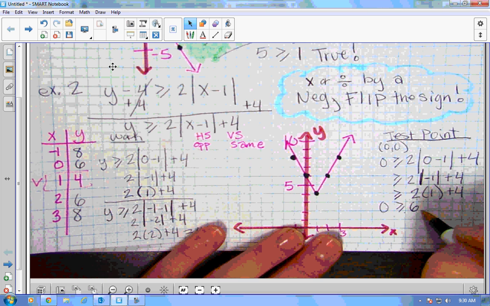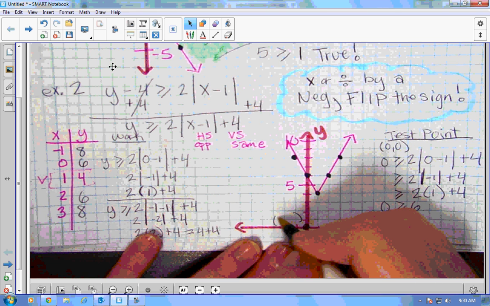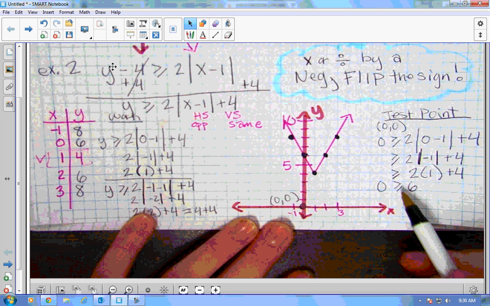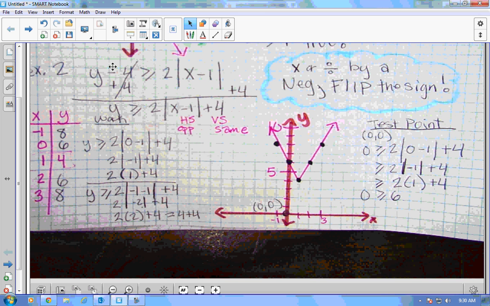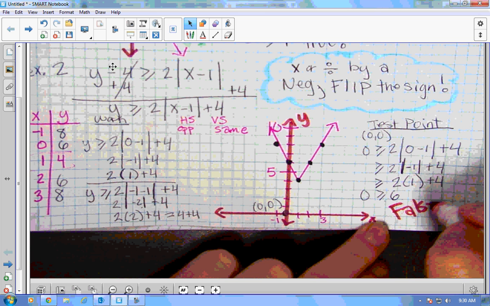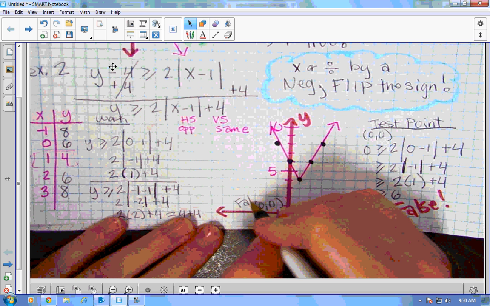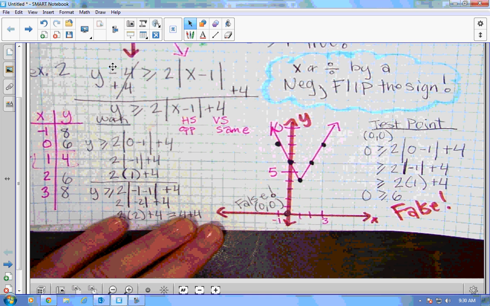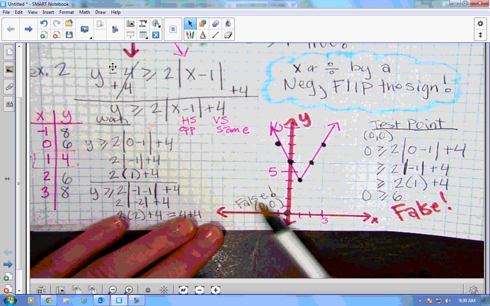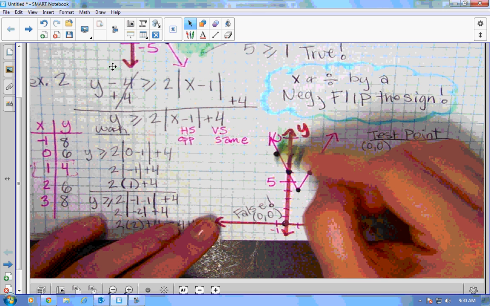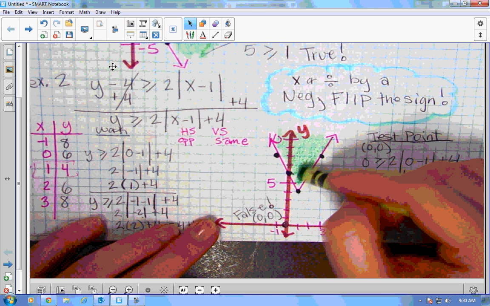Remember, the point we've picked is way down here, 0, 0. That's our test point. Is this true or false? Is 0 greater than or equal to 6? Well, I'm pretty sure that is false. So that means this point is false. So we do not shade. We only want to shade the true area. So everything where that point is false, which means the true area is inside of the V. The true area is inside of the V.